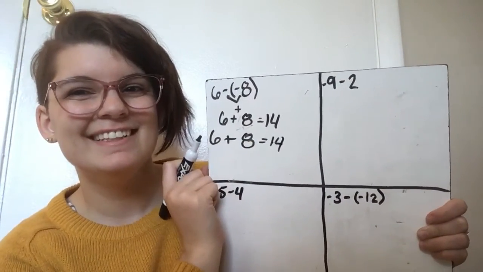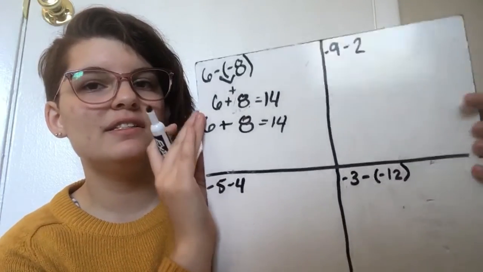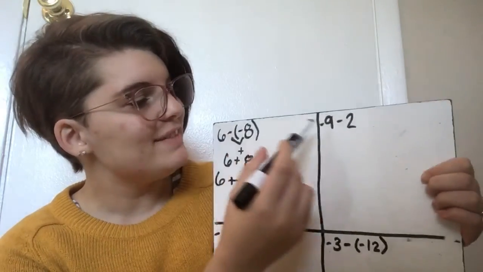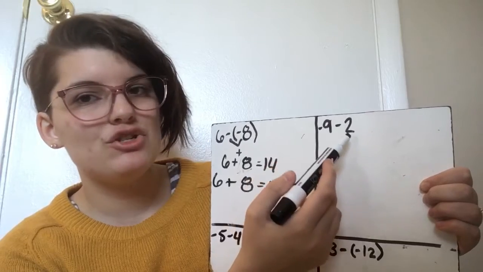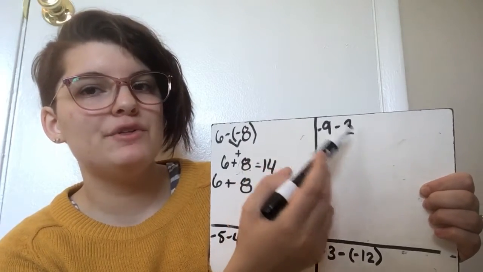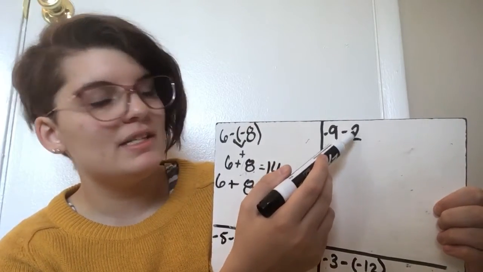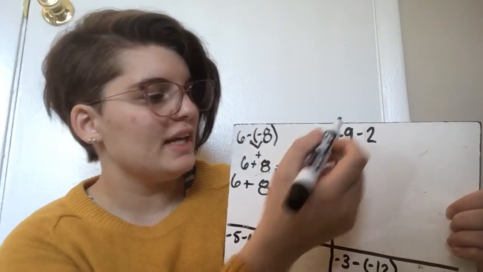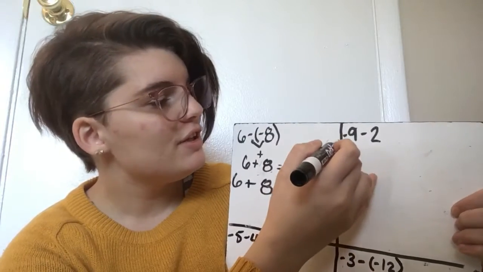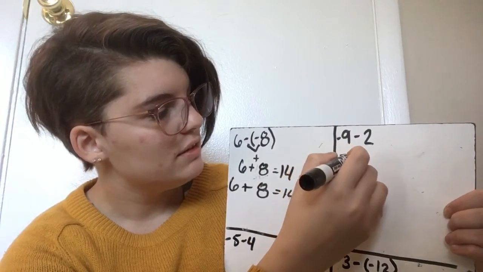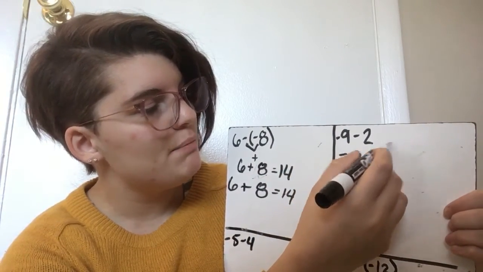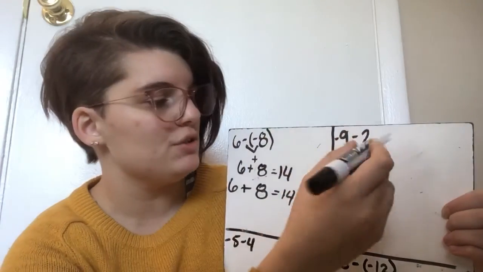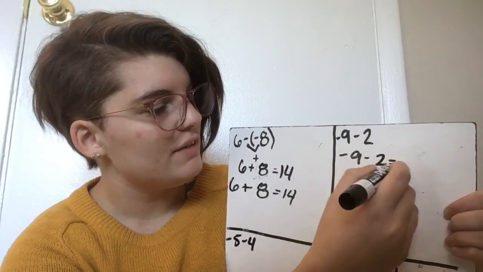All right? So the second one that we see here, we have negative 9 minus 2. Negative 9 minus 2. Now, if you have a minus and it doesn't have another negative there, all you have to do is subtract. So you have negative 9, and then you're walking backwards on that number line by 2, which equals negative 11.